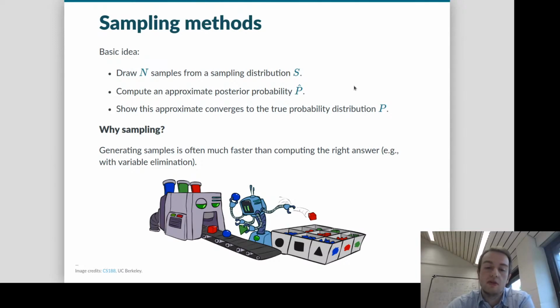The motivation behind this family of methods, behind sampling algorithms, comes from the fact that generating samples is often much faster than trying to compute the right answer, as you would do, for example, with variable elimination. Because you just have to draw random numbers, and that's usually very fast. You don't have to go through some factors whose size is exponential in the number of unique values.